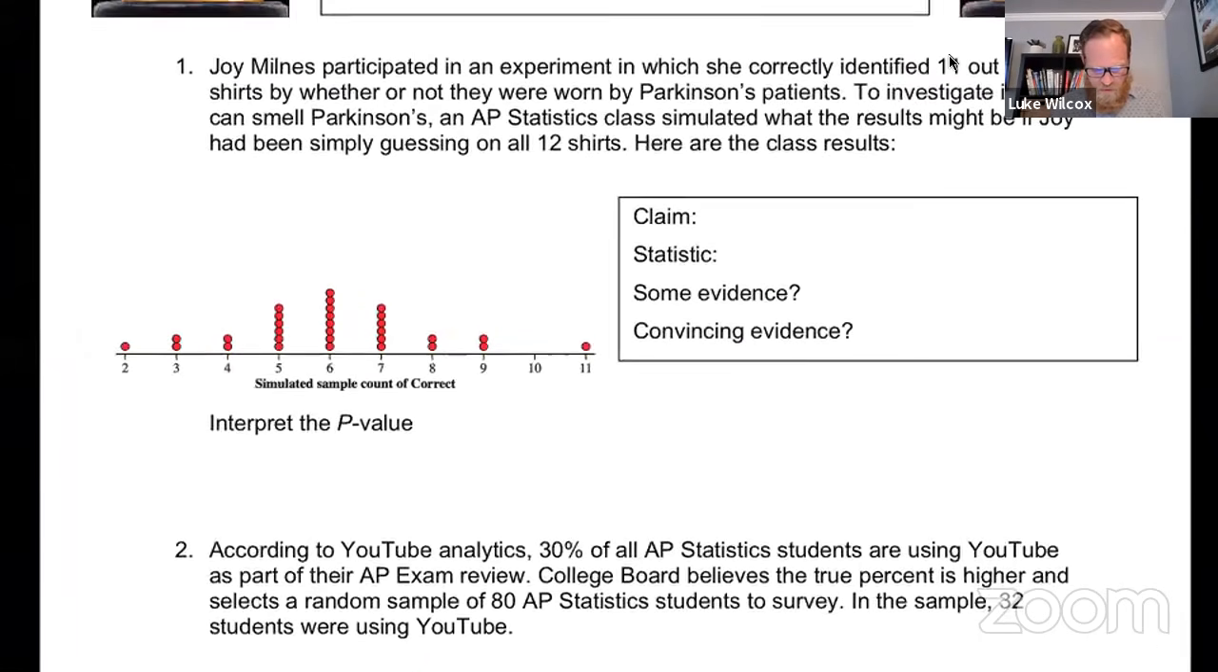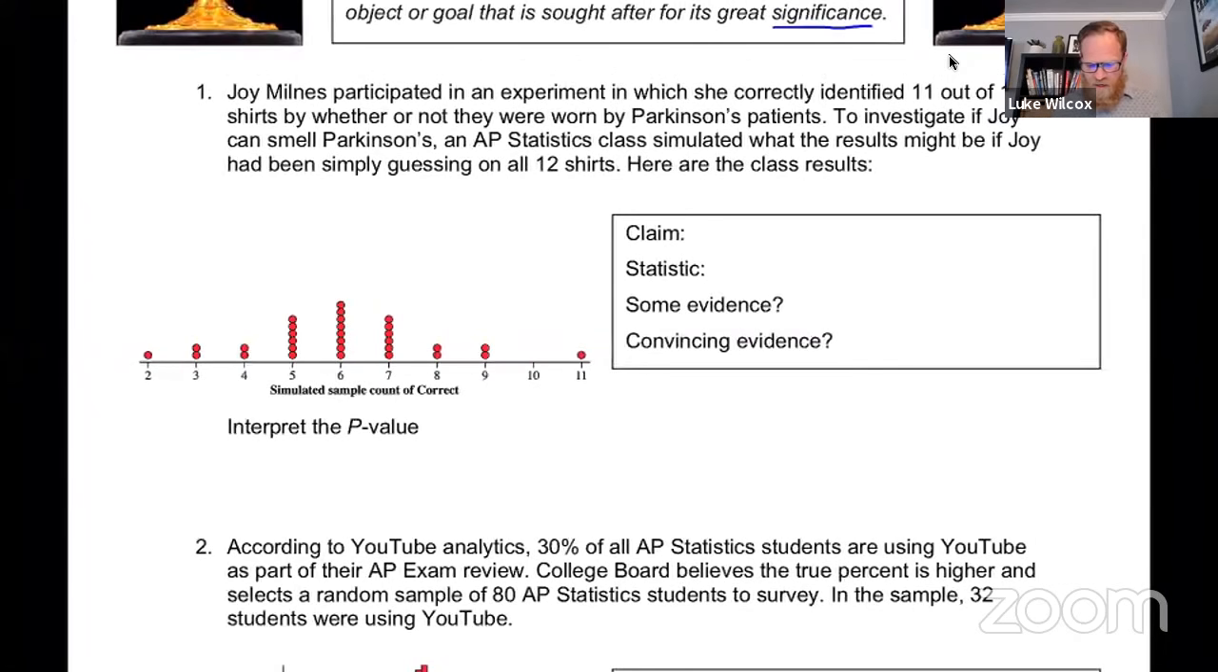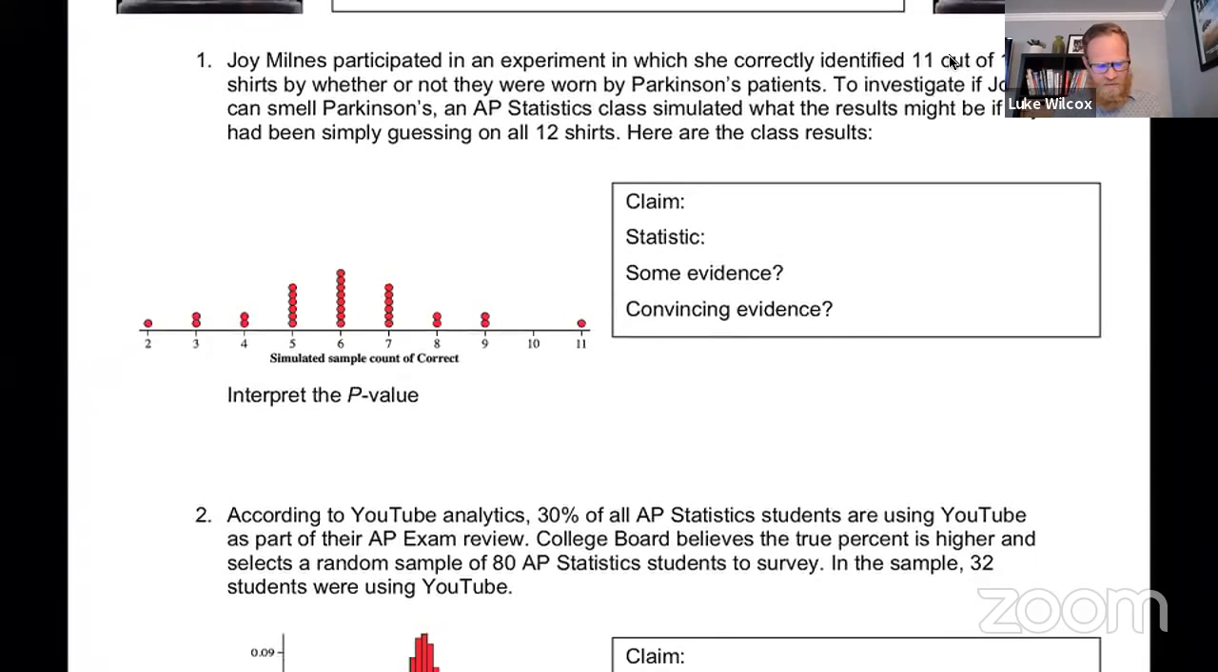Joy Milnes participated in an experiment in which she correctly identified 11 out of 12 shirts by whether or not they were worn by Parkinson's patients. To investigate if Joy can smell Parkinson's, an AP Stats class simulated what the results might be if Joy had been simply guessing on all 12 shirts. Here are the class results. So a little more detail about the experiment.